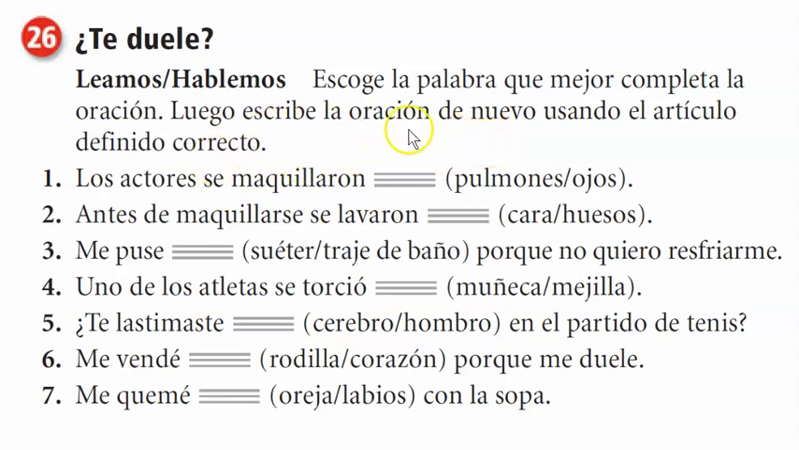So when you put makeup on, do you put it on your lungs? Nope, that doesn't make sense. It's going to be ojos, but we're not quite finished yet. What we actually have to do is put the article in there, the article. So it can't just be ojos. It has to be los ojos in order for it to be a complete sentence. Los actores se maquillaron los ojos. Hit pause and then come back and check your answers with me.